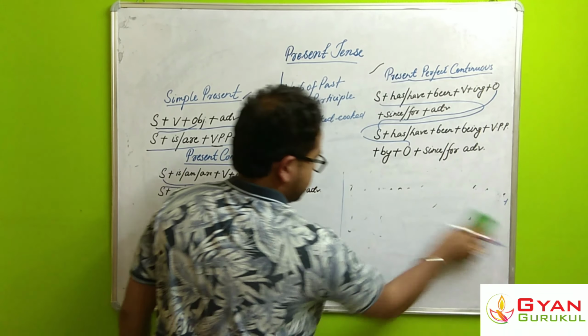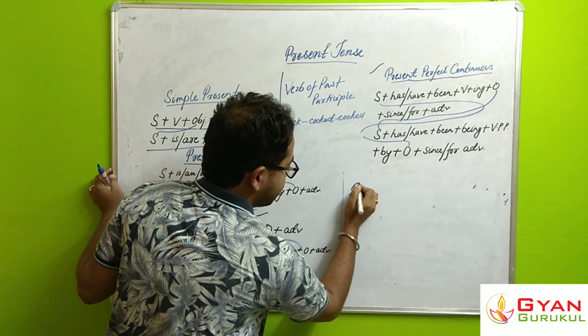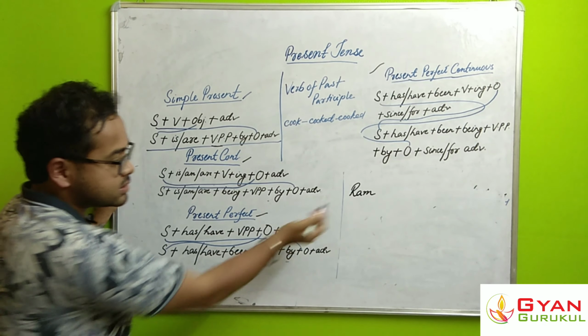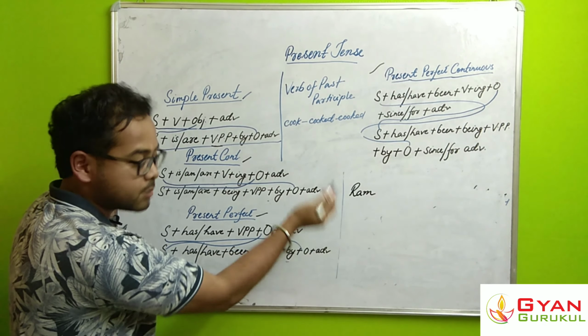Now we will move to the third part, that is present perfect tense. Again we will follow the structure, nothing else. So the structure says subject, suppose Ram, has or have. Since Ram is third person singular, of course it will be has. Ram has VPP. You can take any verb.